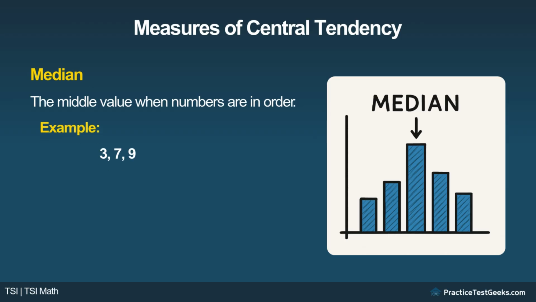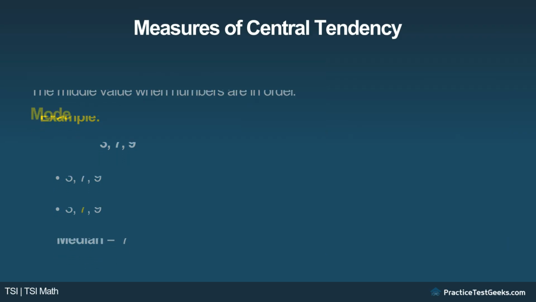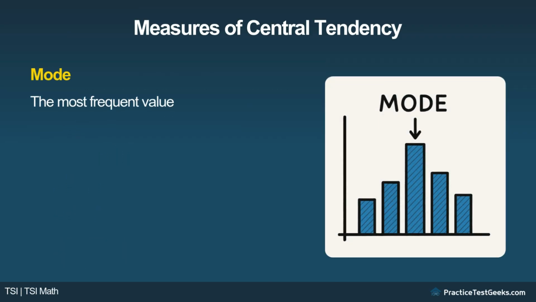Median, the middle value when numbers are in order. Example: 3, 7, 9. To find the median of 3, 7, and 9, arrange the numbers in order. Identify the middle number. Since there are 3 numbers, the middle one is the second number. The median is 7.